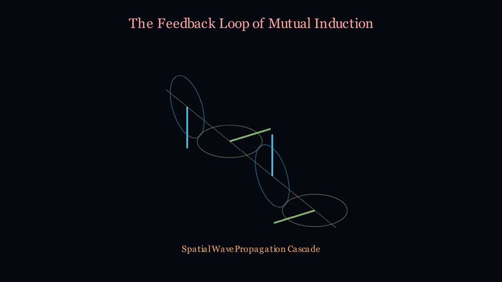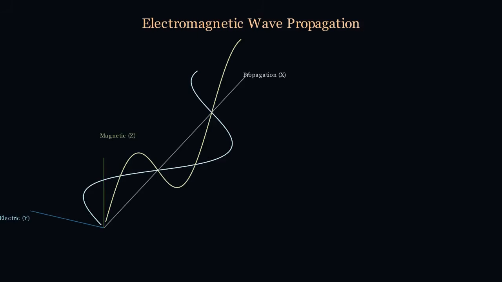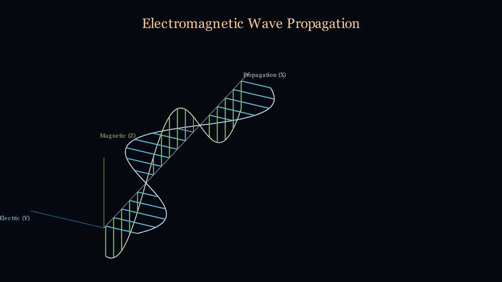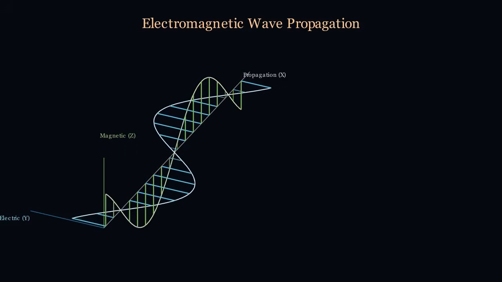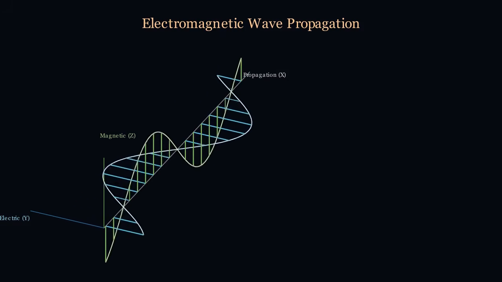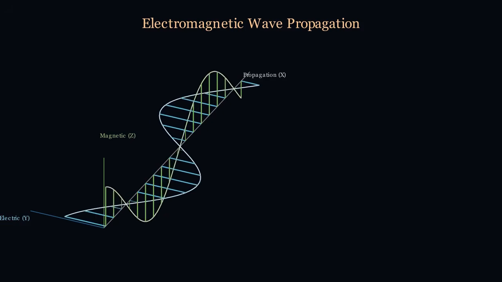Let us visualize this spatial propagation. We have an oscillating electric field vector along the y-axis and an oscillating magnetic field vector along the z-axis. As the electric field changes, it projects a magnetic field forward along the x-axis. As that magnetic field changes, it projects an electric field further along the x-axis. To maintain this geometric balance, the entire coupled vector system must translate forward through space along the x-axis.